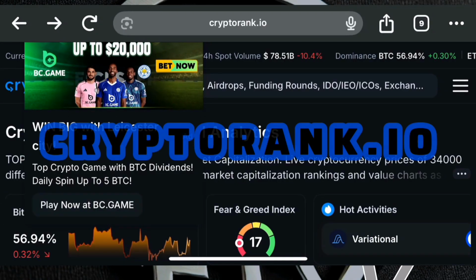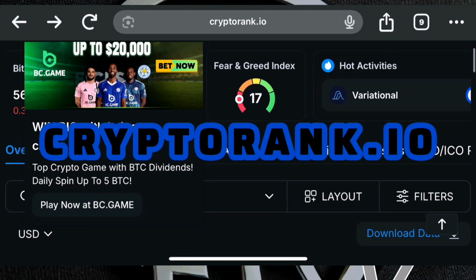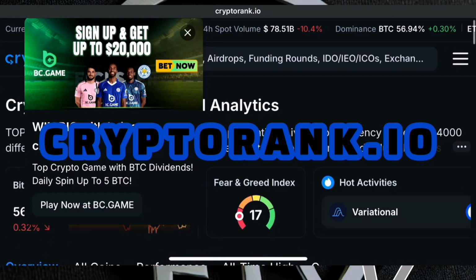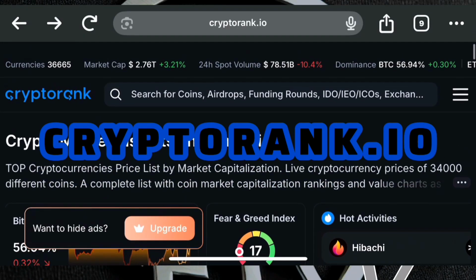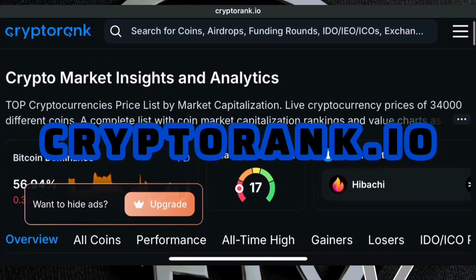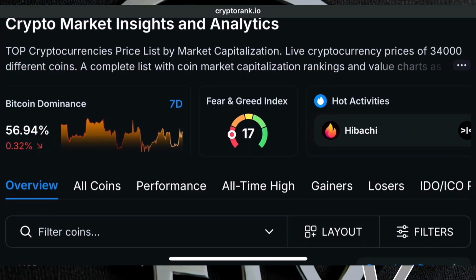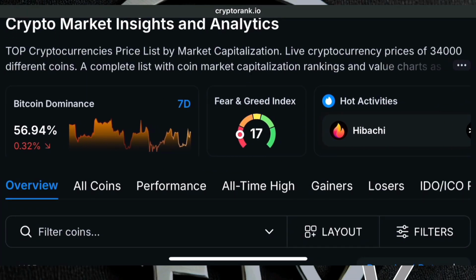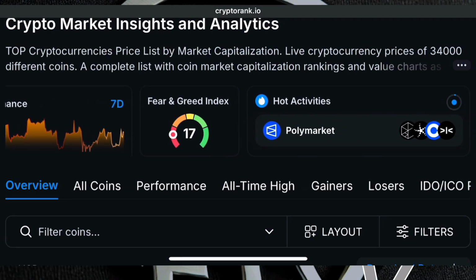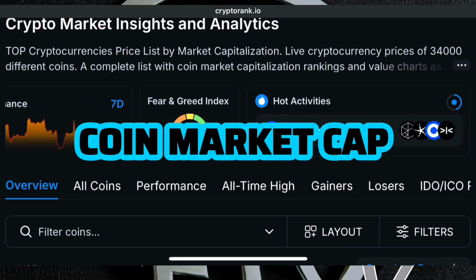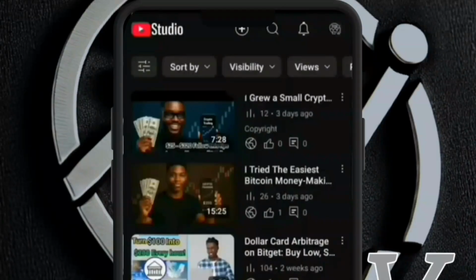So guys, this platform is called CryptoRank. You can get the app from either the Google Play Store or the Apple App Store, depending on the device you're using, or you can visit their website through your computer or devices, through any online browser like your Chrome. From this area, you'll be seeing various insights and tools you can use to identify your crypto pairs. This app is actually very similar to another arbitrage app that I have shared on my YouTube channel, the CoinMarketCap app.